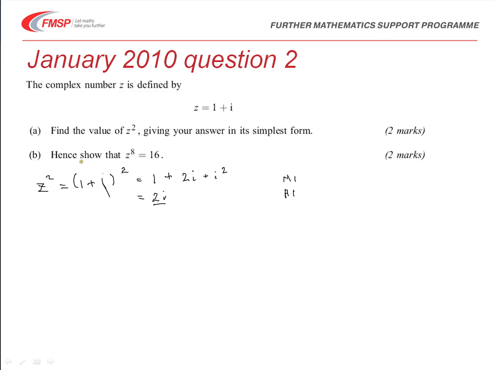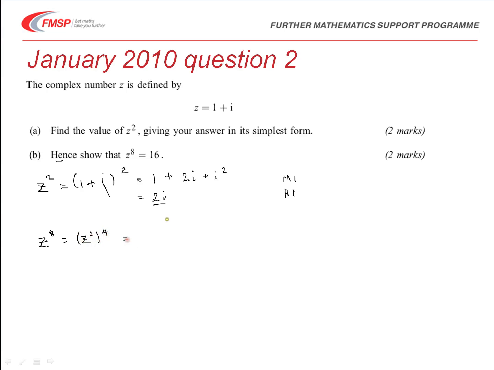Second part of this question, it then says hence show. So the hence is a hint that we should be using the answer from the previous part, i.e. the fact z squared is 2i, to show that z to the power of 8 is 16. So z to the power of 8, we should know, is z squared to the power of 4. Remember, the powers are multiplied together when we do a power of a power.